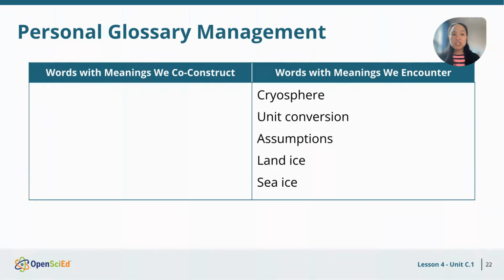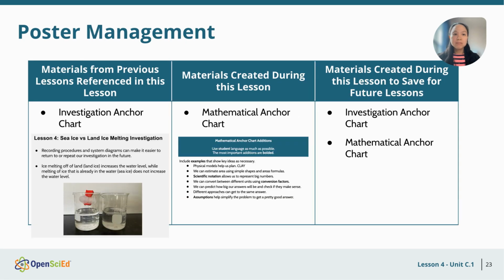Students are introduced to the term cryosphere at the start of lesson 4, unit conversion and assumptions as part of the mathematical thinking learning activities, and then land and sea ice prior to the lab. In this lesson, we start the mathematical anchor chart and add to the investigation anchor chart. There will be additions to both of these charts in future lessons.